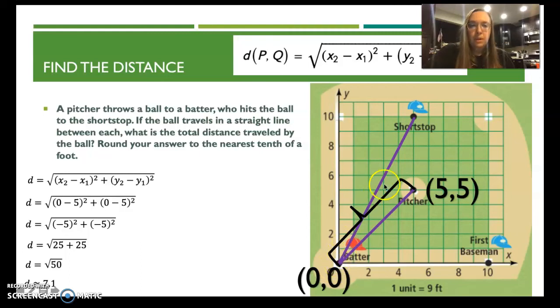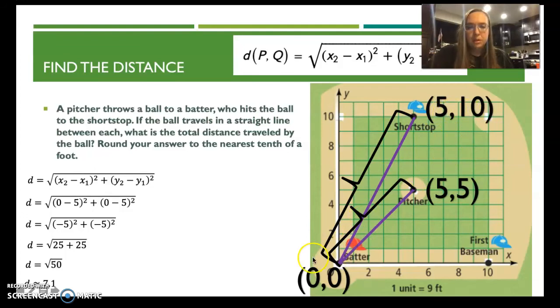Okay, we're going to do the same thing again. We already have the batter's coordinate, and that's going to be our first point for this longer line now. We're going to look at the long line. And then we're going to put the shortstop here at 5, 10. So now this is x1, y1, and this is x2, y2. And here we go. So we're going to grab our formula.